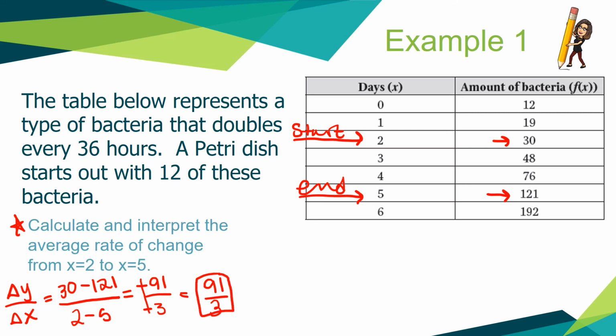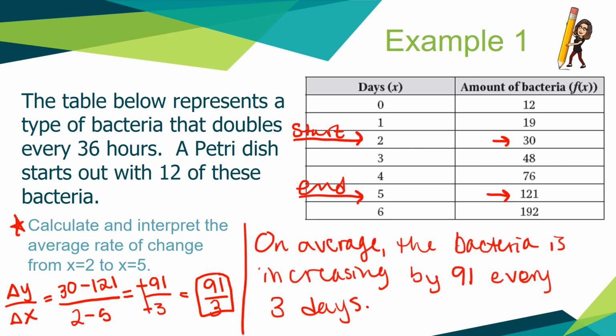But now we have to interpret that rate of change. And our interpretation is, on average, the bacteria is increasing by 91 every single 3 days. So if you've noticed, our interpretation is saying first, on average, then we talk about the change in y. The bacteria is increasing this time. On our last example, it was decreasing. We say by how much, and then we have to say every 3 days, which is our change in x. So that's how we come up with those interpretations. And they should look pretty similar to how we set them up each time.